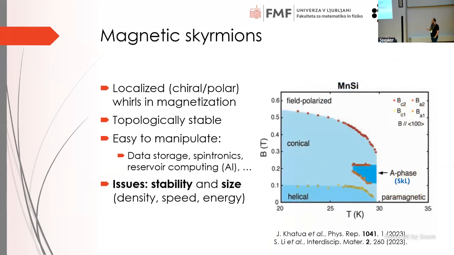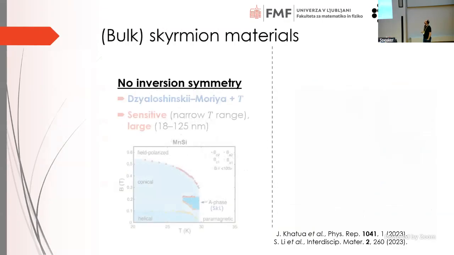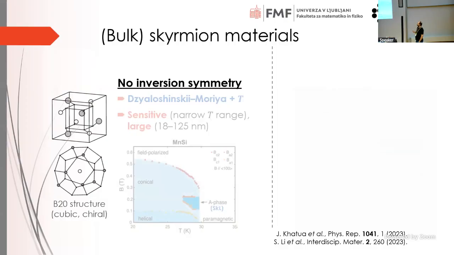The issues are, if you use bulk materials, at least their stability in the phase diagram, typically they're found in a small pocket somewhere in many materials, and they're quite large often. The ones I'm talking about that have this problem are those that are the most common, those that don't have any inversion symmetry in the crystal lattice, which allows for bulk Dzyaloshinskii-Moriya, so bulk chirality, that imprints into the chirality of the skyrmion.